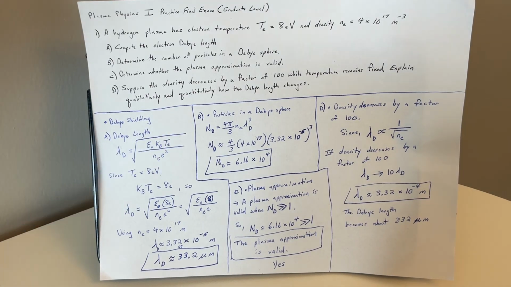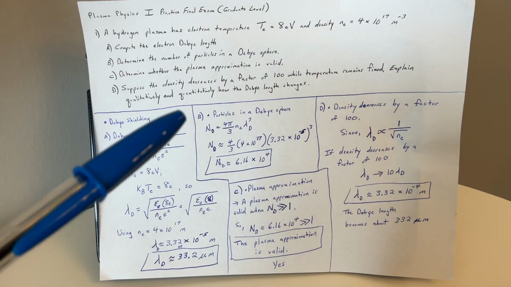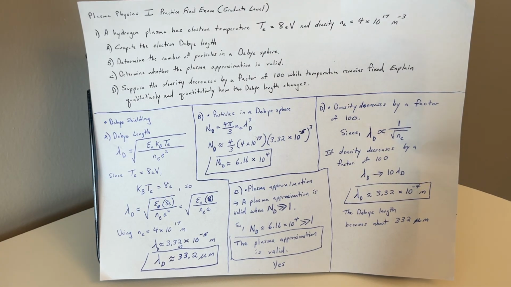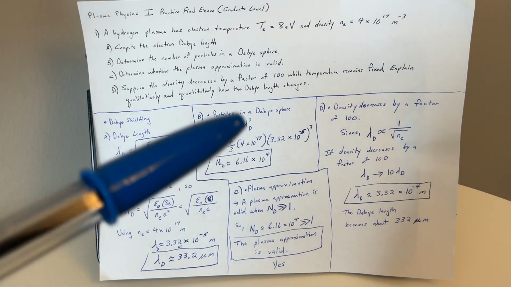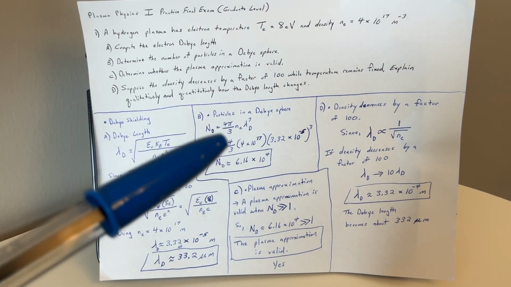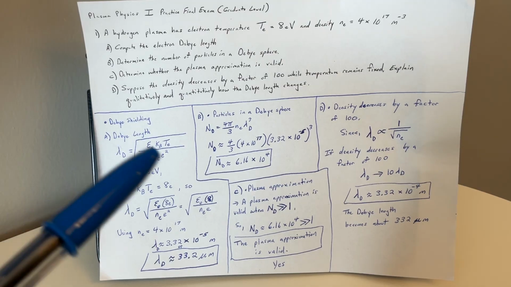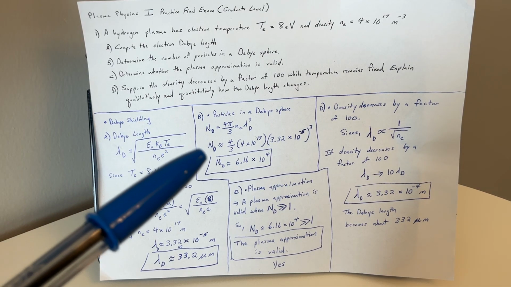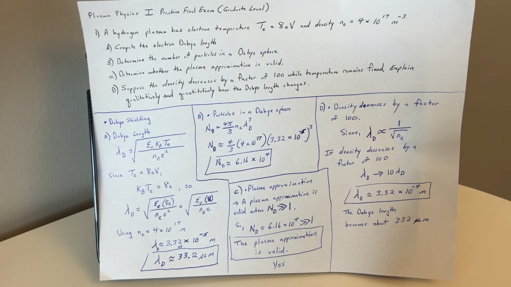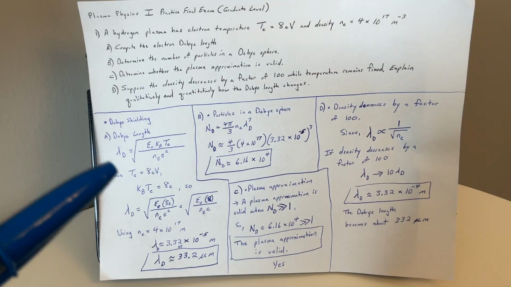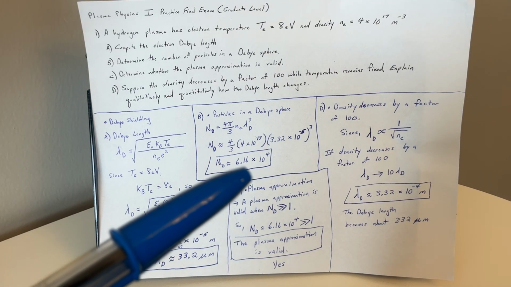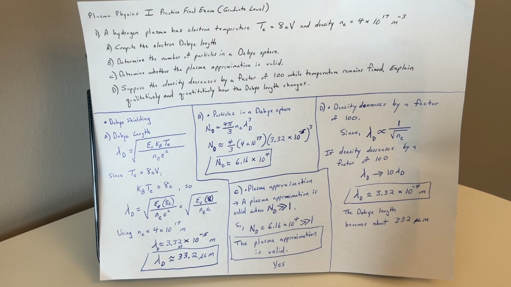Part B, particles in the Debye sphere, N sub D, that's 4/3 pi n sub e lambda sub D cubed, my apologies. So N sub D is approximately 4/3 pi times the quantity 4 times 10 to the 17th times the quantity 3.32 times 10 to the negative fifth cubed. N sub D is approximately 6.16 times 10 to the fourth.